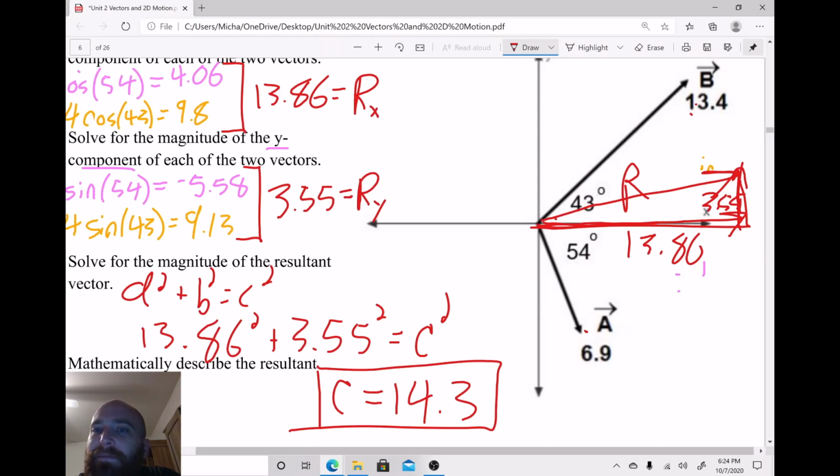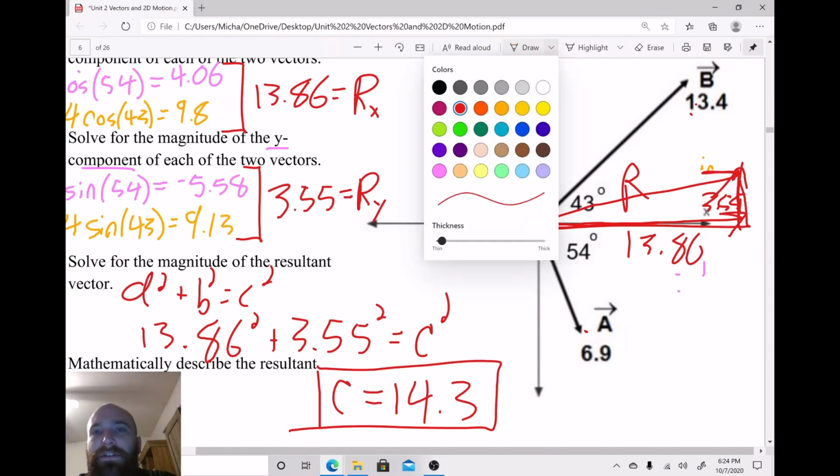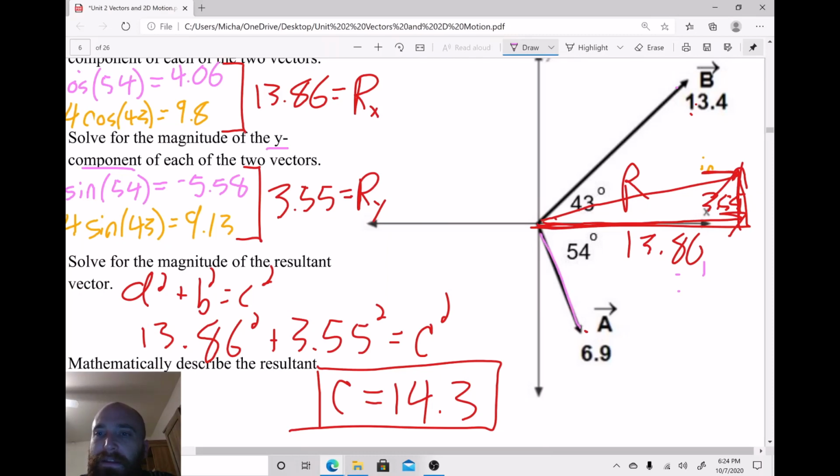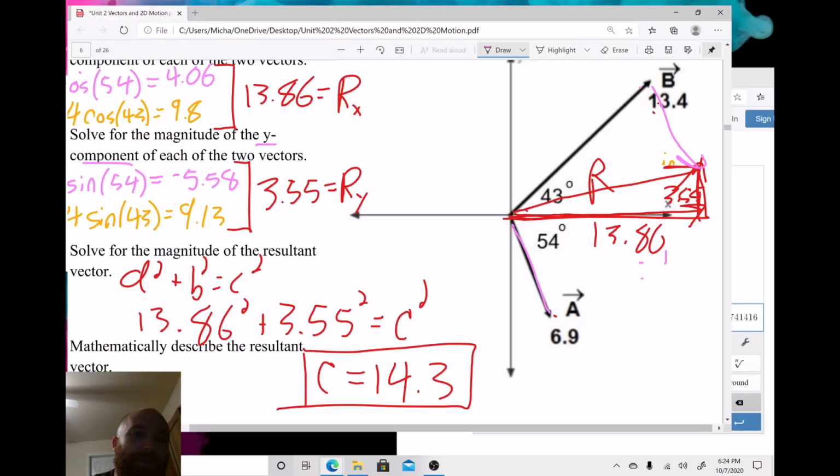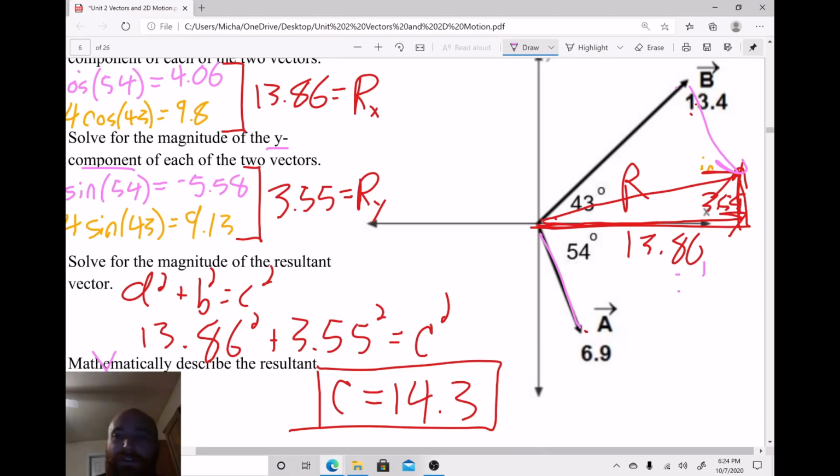Notice that that kind of matches our tip to tail that we started out with when we tried to imagine what it would look like, right? If you redrew A at the end of B, you kind of end up there. So as far as tip to tail goes, this seems like a good fit. This mathematically described part, again, we're not going to worry about the directions here. If I did ask for the direction, see this angle right in here? Just use tangent to find it. Again, we'll do that in class.